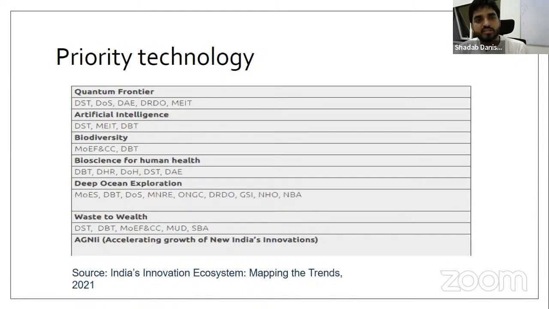And there are multiple priorities, and there can be a list or a long list. You can also look at this data in the report on India's innovation ecosystem, mapping the trends. This is a very recent report and can be valuable for those who want to explore India's potential, look at where we really stand, and what is happening in India in terms of innovation.